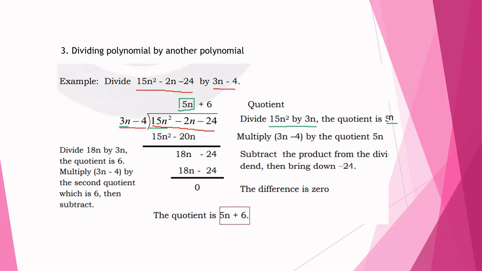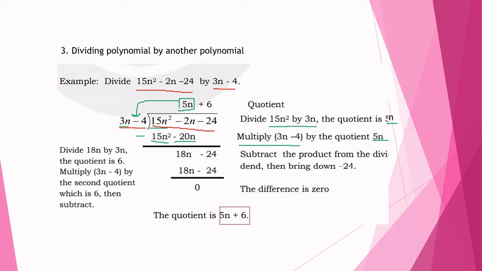Next, multiply the divisor 3n minus 4 by the partial quotient, which is 5n. So, 5 times 3n minus 4. So, let us multiply. 5n times 3n is 15n squared. 5n times negative 4 is negative 20n. Next is subtract the product from the dividend, then bring down 24.